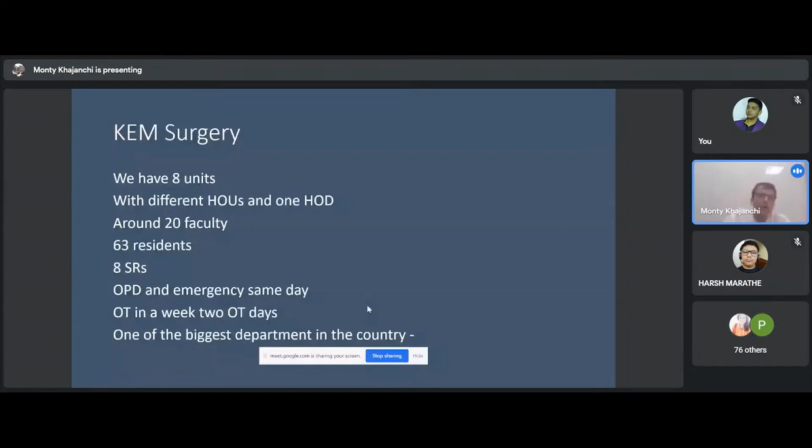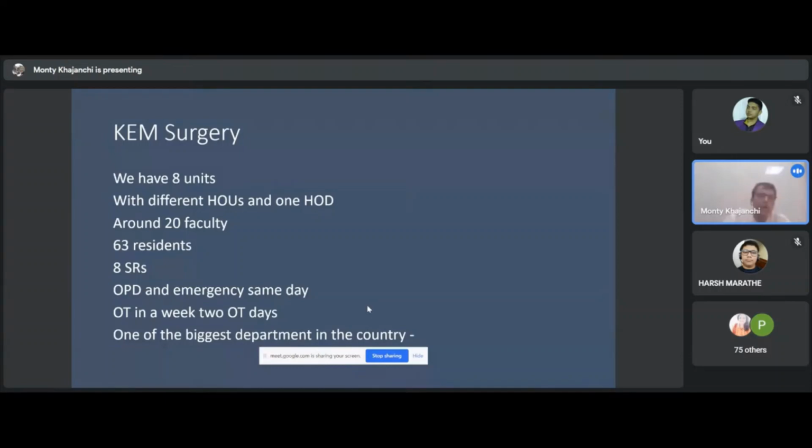Typically a resident or an SR will give you fact-based knowledge, whatever he's learned or read. But the professor will not open a book. He will just talk and talk, and he can go on for hours because in 30 years he's got so much to talk about. But somewhere you have to tell him, sir, we have to go for another lecture, so that he says okay, we'll take this next time.